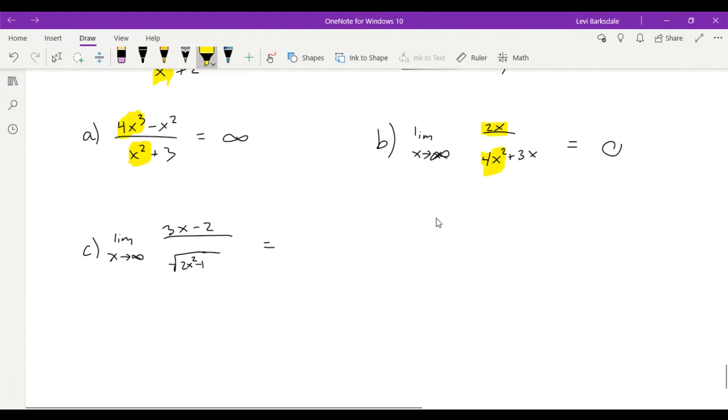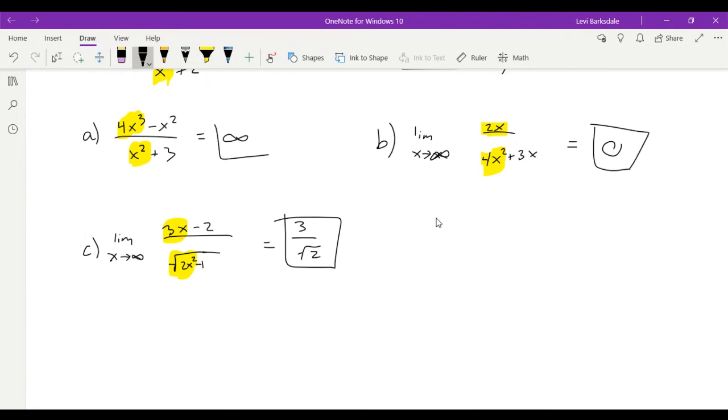And lastly, for this third one, it might look bottom-heavy at first, but you have to consider that we've got the square root of an x squared term, so this actually has the same power of x to the first, essentially, as this numerator. So we need to look at the coefficients, and in that case it's 3 divided by the square root of 2. So 3 divided by the square root of 2 is our answer for that one.